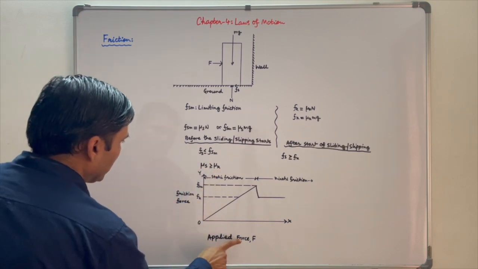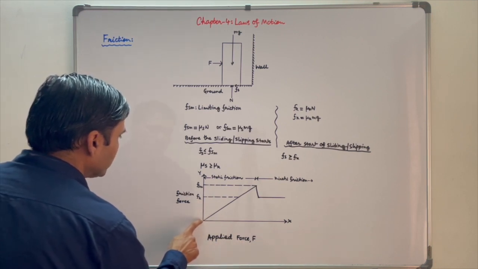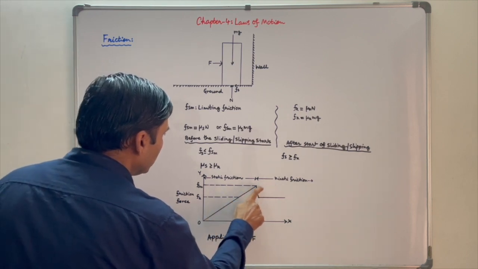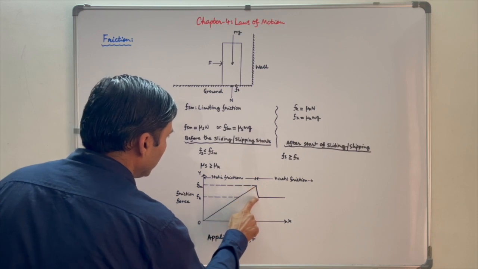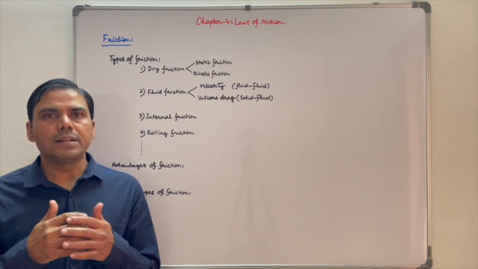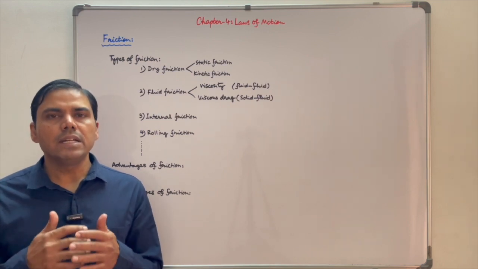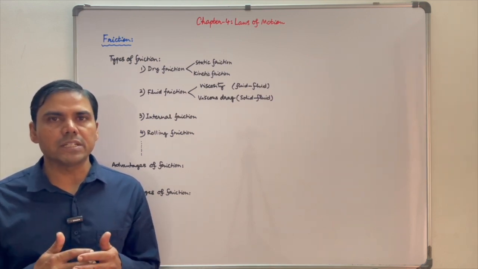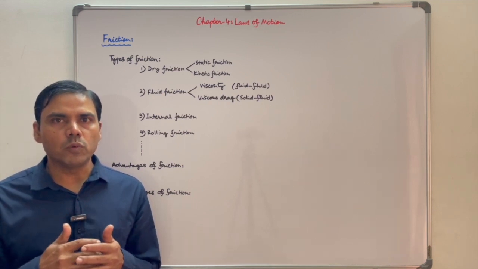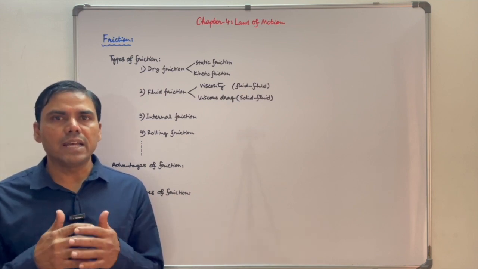This is the graph between applied force F and friction force. Initially, when the object doesn't move, friction force increases linearly. When the object starts moving, friction force drops to a certain level and then becomes constant. There are different types of friction, for example, dry friction, fluid friction, internal friction, rolling friction, etc. In this chapter, we will focus on dry friction, which occurs between the contact surfaces of two solid objects. It is of two types, static friction and kinetic friction. We will study fluid friction in another chapter.